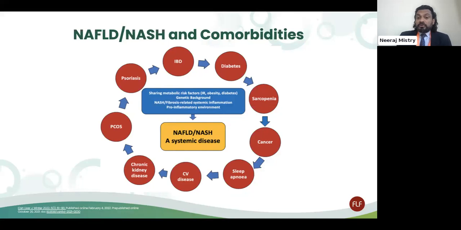NAFLD and NASH is also a confluence of many comorbidities, and by comorbidities, we mean other conditions that a person has at the same time. What's also really interesting is that it's a chicken and egg story, where they can lead to the condition, but the condition also exacerbates those underlying comorbidities. So we need to understand how all these factors play together.